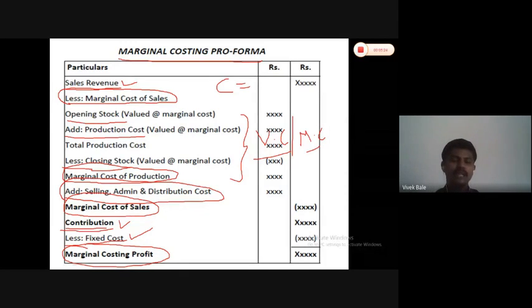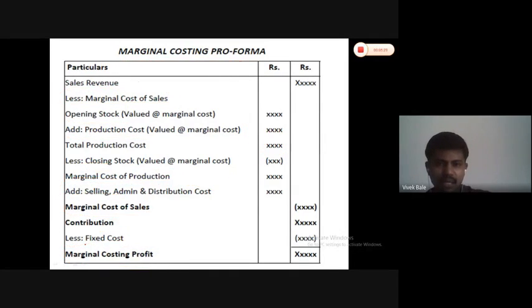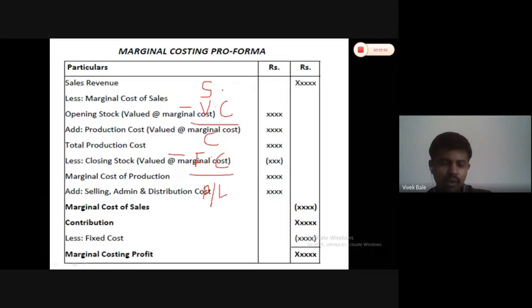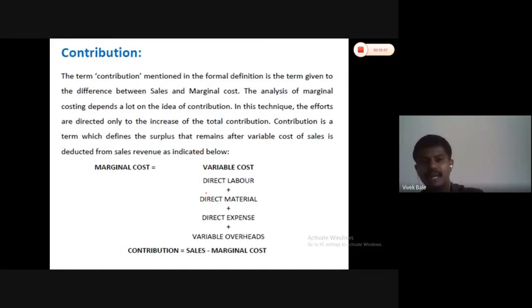This statement every student has to learn, and the simple way to learn it is to remember: sales minus variable cost is equal to what? Contribution. And contribution minus fixed cost is equal to what? Profit or loss. This is the simple income statement of marginal cost, which we can use for calculating various numerical questions. Now moving on to the next slide.